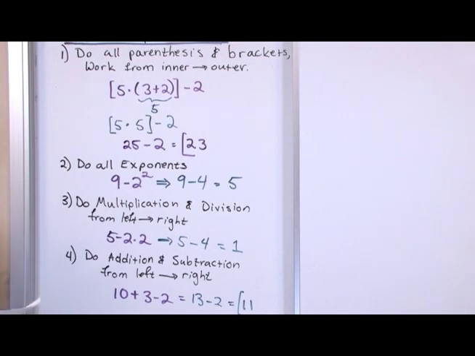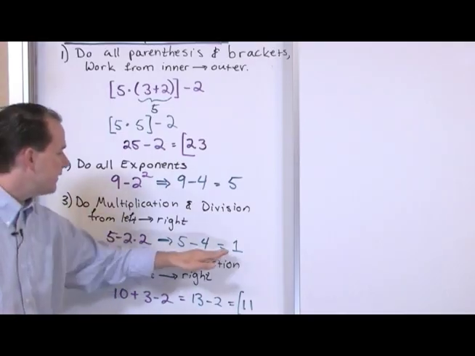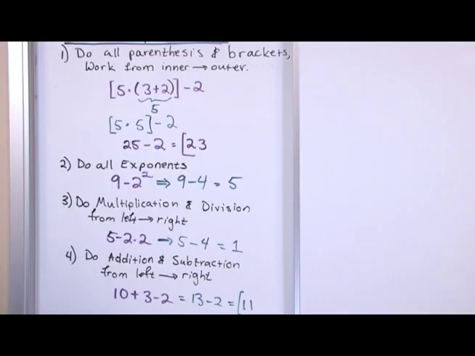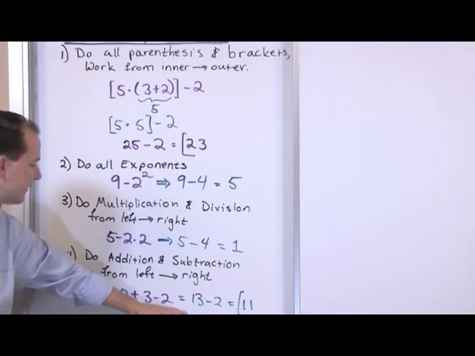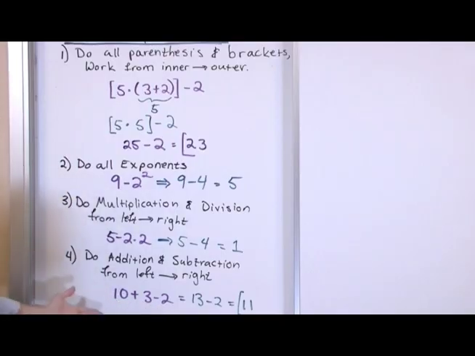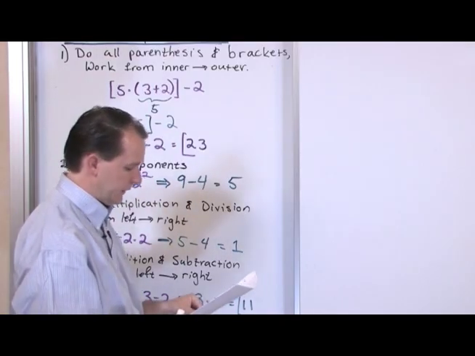And if you don't have any exponents, or after you evaluate them, you do any multiplication and division from left to right first. So in this case it was just 2 times 2. We did it first, getting 4, and then we did our subtraction last. Once you do everything else, you should only have addition and subtraction left in your problem, and then you go ahead and work that left to right like reading a book.